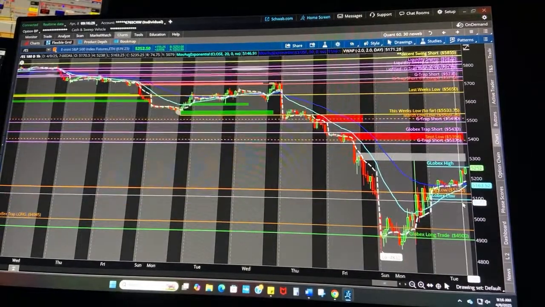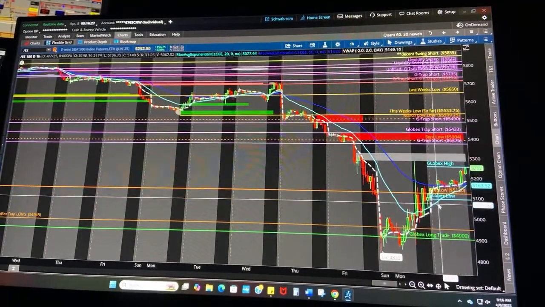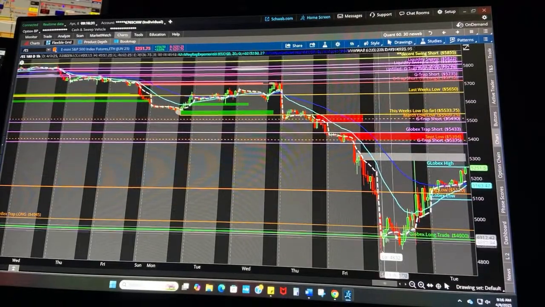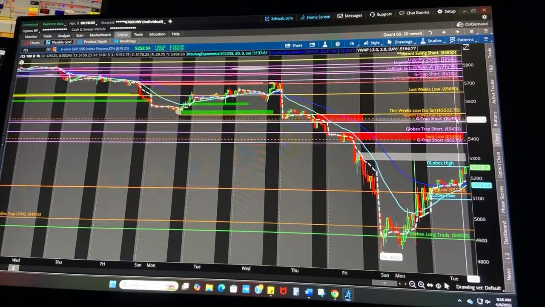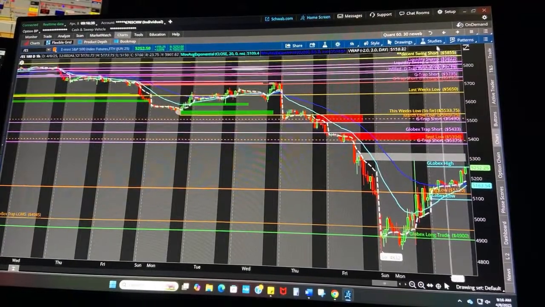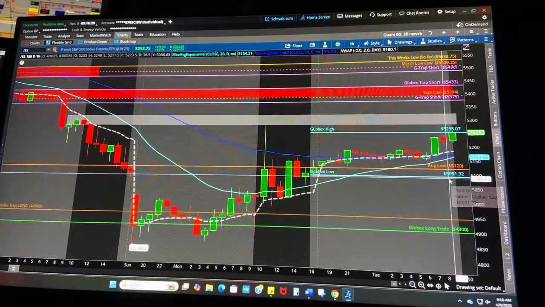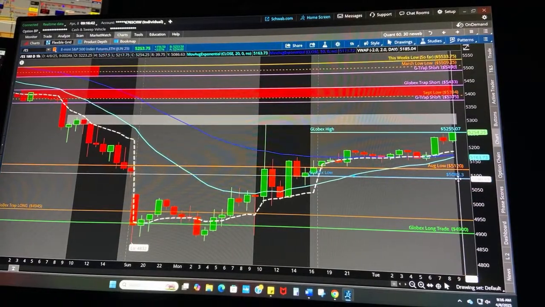So we got some supply above, right? And so as I repeat, if you want to short this market, it's not the time to short down here. As we rally up into supply, this is where you would want to be working on said shorts. Okay. Globex trap lower in the event that we break the Globex low being 5090 right there.